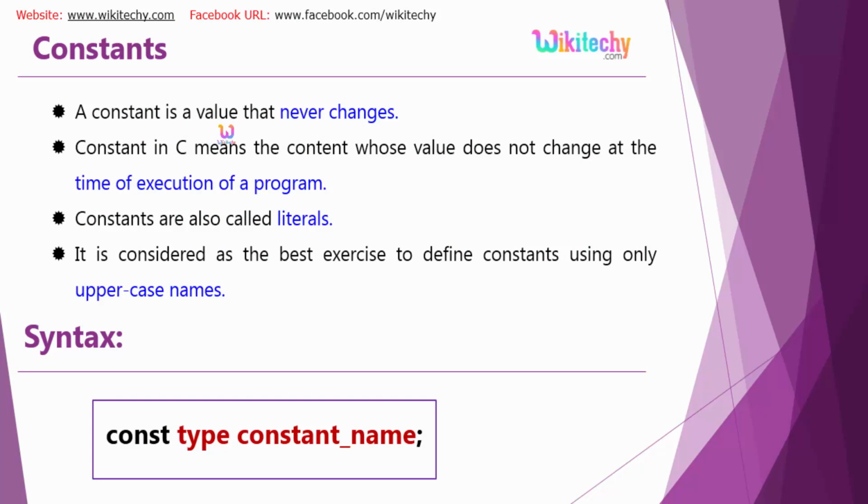A constant is a value that never changes. It can be given by the keyword const, and is the data type and the constant name. The constants are also called literals. It is really a best practice to define constants using only uppercase names. So, by definition, constant in C means the content whose value does not change at the time of execution of a program.